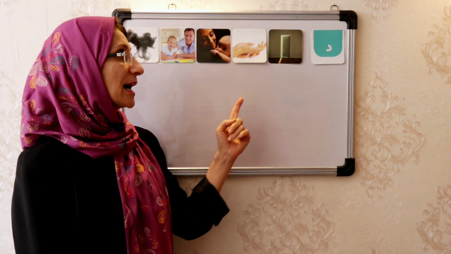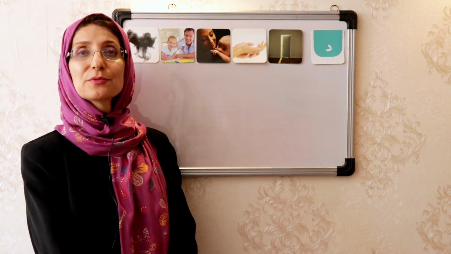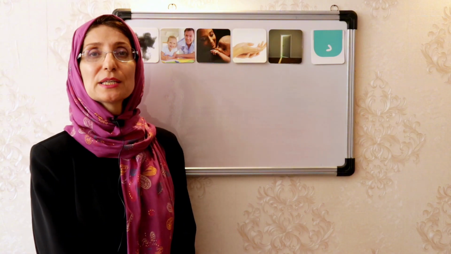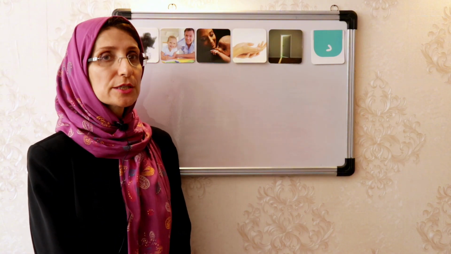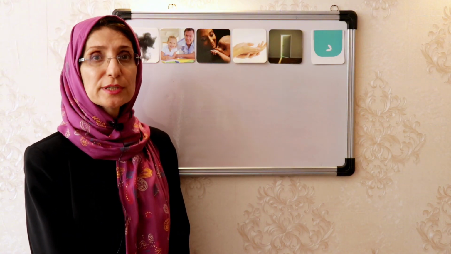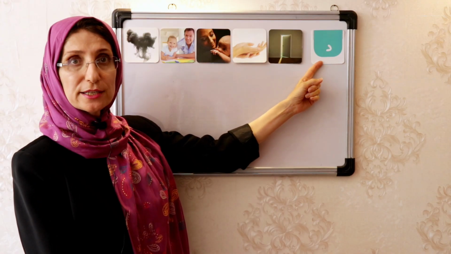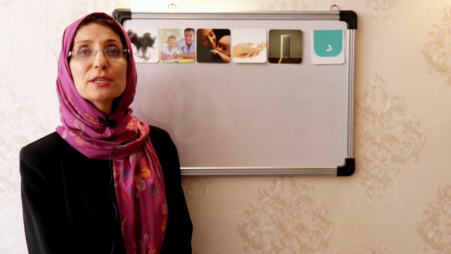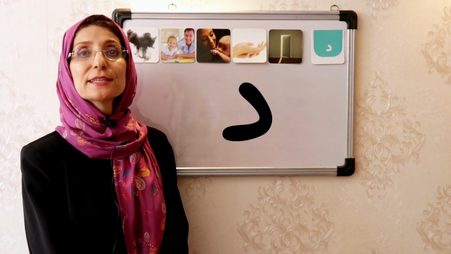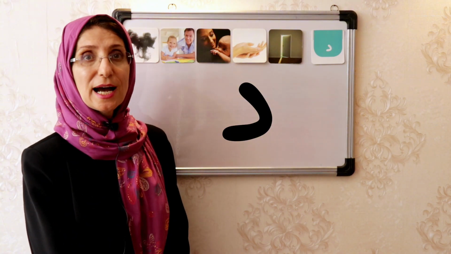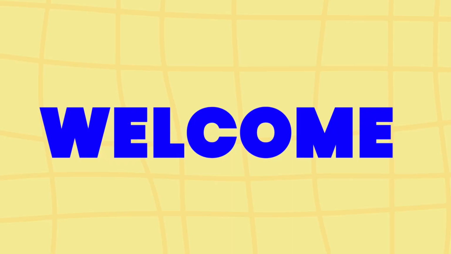Now this is our D sound in Persian. D sound is exactly pronounced D like English, but it's a consonant, it's an only child, and it can come at the beginning, in the middle, and at the end of the word. Let's see how we write D sound.